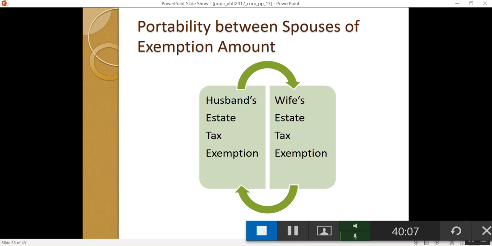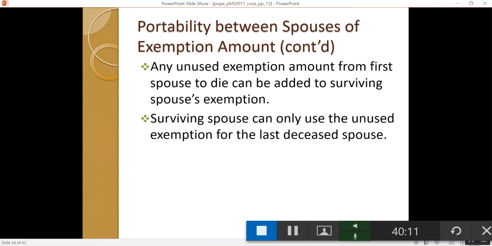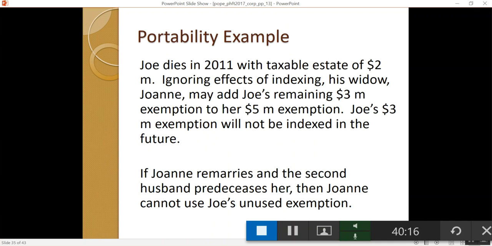The example that they give in the book, which is fairly easy and a good one, is this one. So Joe dies in 2011 with a taxable estate of actually 2.12 million. And I'm sorry, they've changed it. The book is actually more exact. So let's just pretend that Joe dies in 2012 and he dies with a taxable estate of 2.12 million. And in 2012, the exemption amount was 5.12 million. So he has no taxable estate, right? Because his exemption amount of 5,120,000 completely wipes out his estate of 2,120,000.